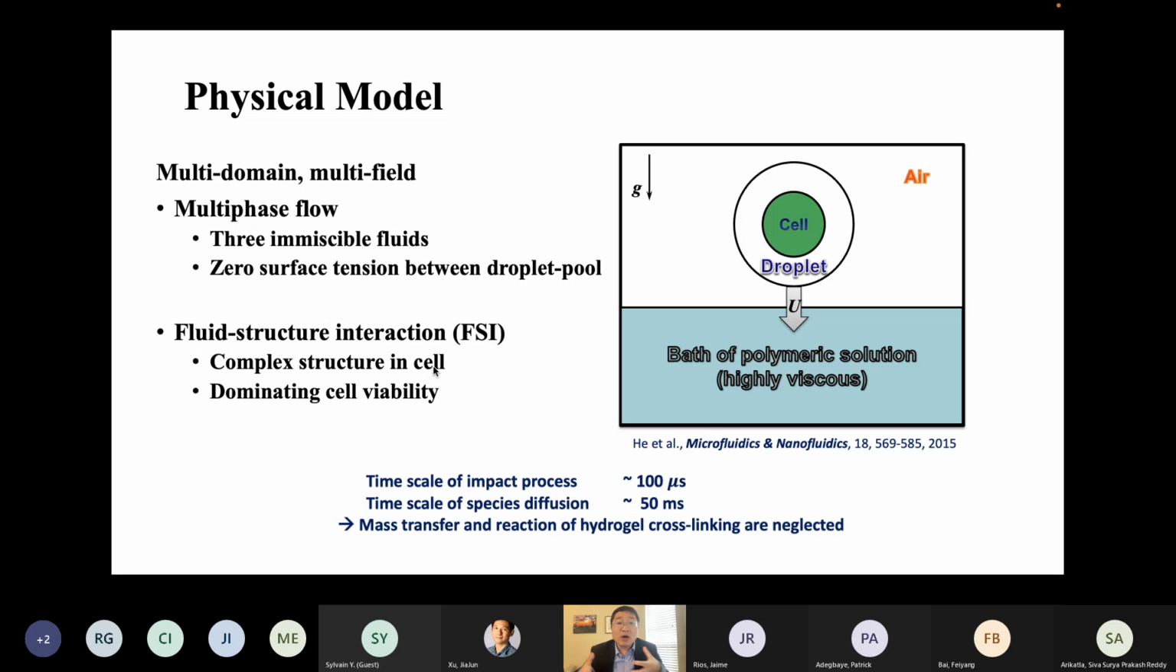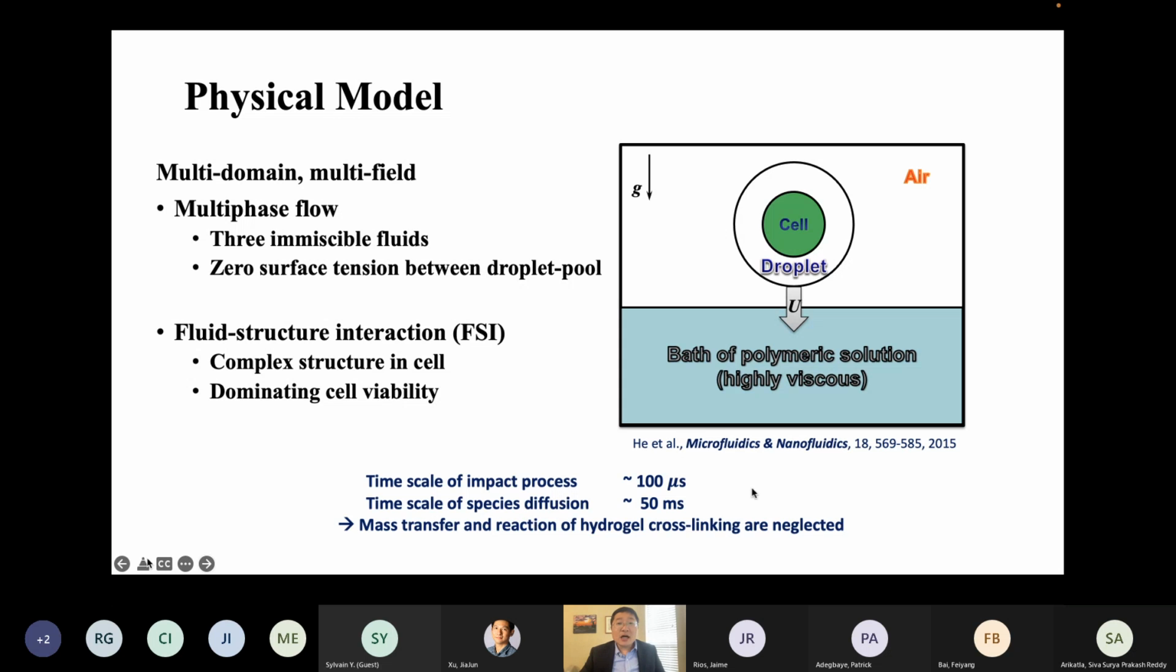So how do we model the cell? And how can we translate the cell viability into mechanical properties? See, my background is in mechanical engineering. So how can we interpret the cell viability with its mechanical properties? So this is one thing, right?